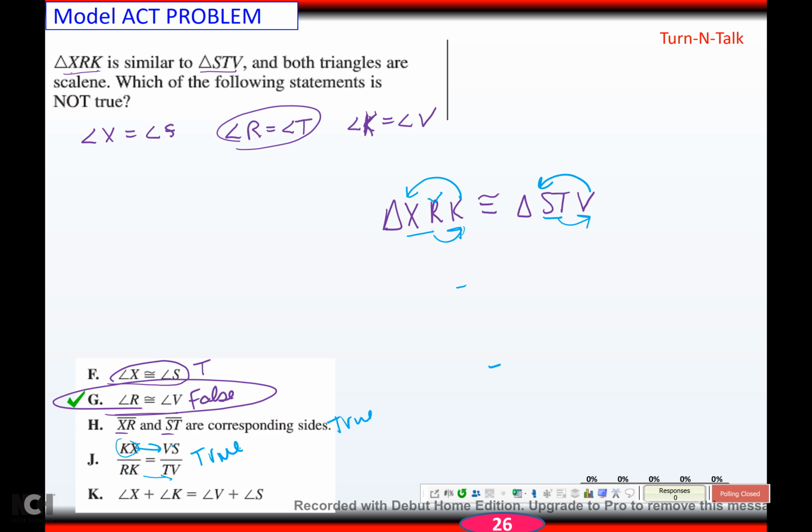And then they want to know, is this true? Well, I'm going to make up numbers. Let's say that I made angle X 5. That means angle S has to be 5. Let's say that I made K, I don't know, 3. Then that means angle V would have to be 3. So if I plug those in, they want angle X, which is 5, plus angle K, which is 3. And on this side, they want angle V, which is 3, plus angle S, which is 5. That's true, because 8 equals 8. So this is true. Once you found it, I wouldn't have bothered, but again, learning from this.